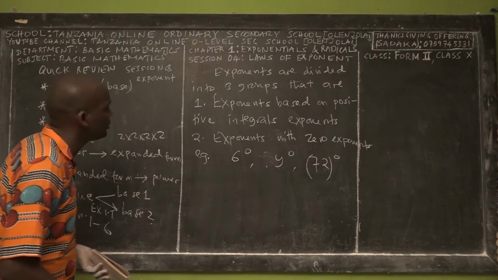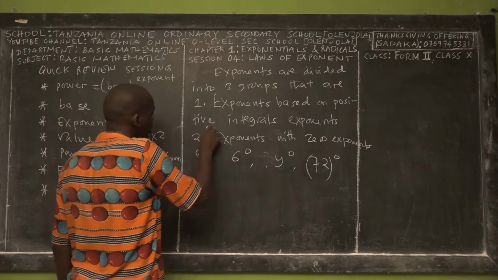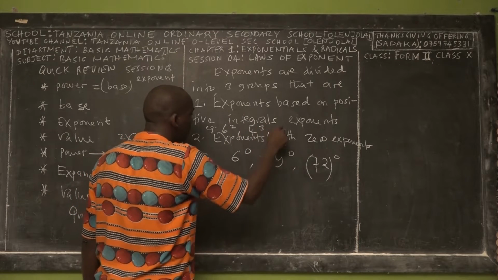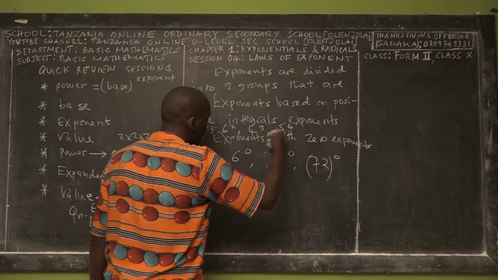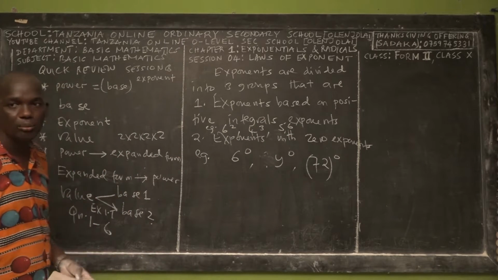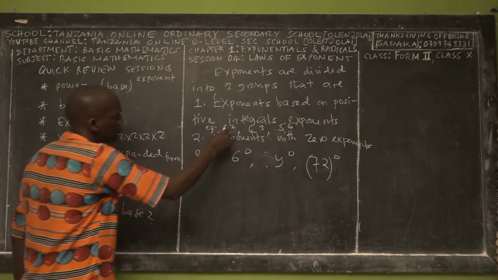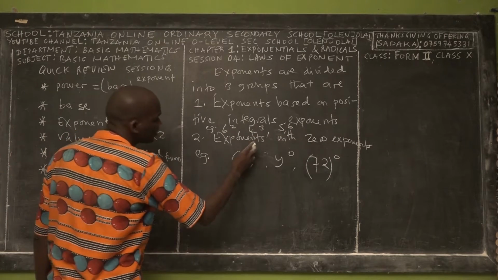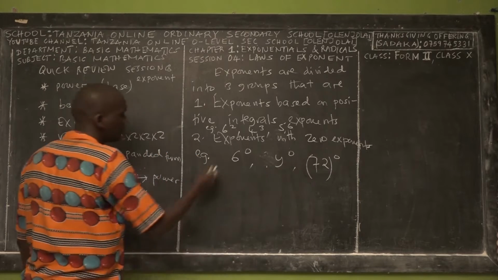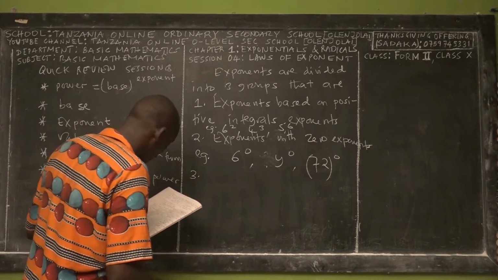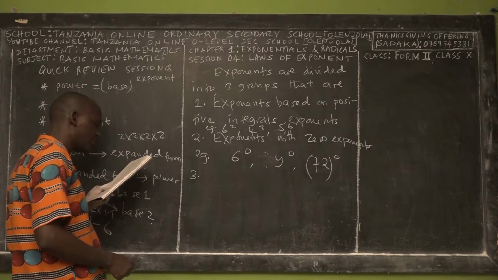When you say exponents based on the positive integrals, for example, 6 power 2, 4 power 3, 5 power 6. So these are the positive integrals. This is positive integral, positive integral, positive integral. That is the case for zero exponents. Then the third category of exponents is exponents with negative integrals.